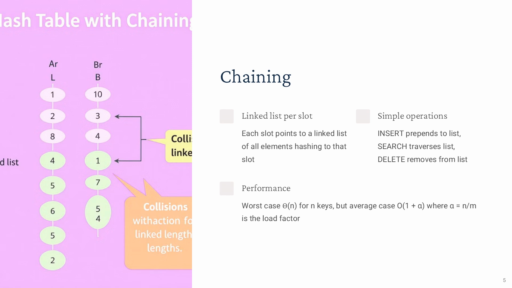On average, the performance of chaining is O(1 + α), where α is the load factor, defined as the number of stored keys divided by the number of slots. Maintaining a low load factor is crucial for performance.